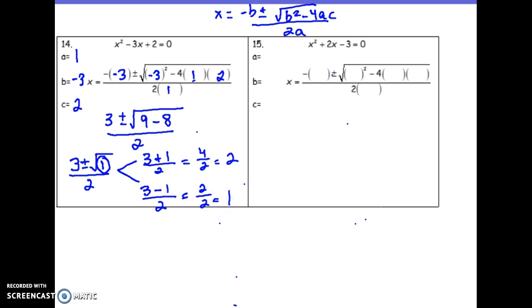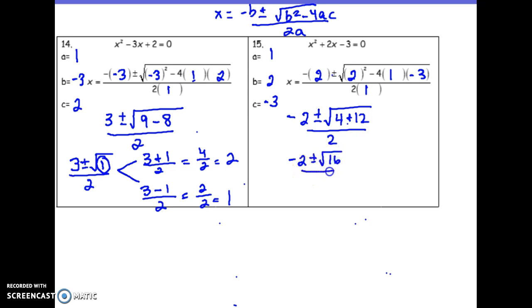Okay, so we're going to try number 15. We identify our A, B, and C first. This is helpful. A is 1. B is 2, C is negative 3. Okay, so when I look at my quadratic formula, I have negative B, so I have negative 2 plus or minus the square root of 2 squared minus 4 times negative 3 divided by 2 times 1. So I've got my negative 2 plus or minus the square root of 4 minus a negative 12, so 4 plus 12 divided by 2. This becomes negative 2 plus or minus the square root of 16 divided by 2.